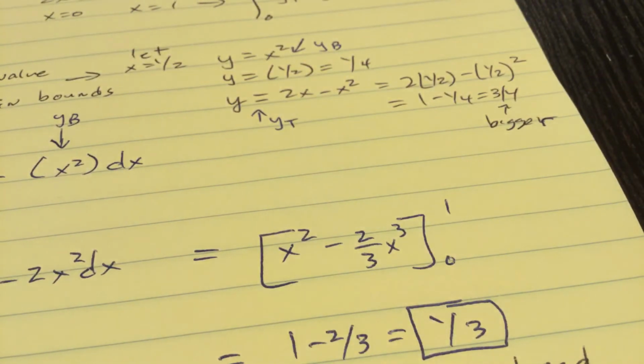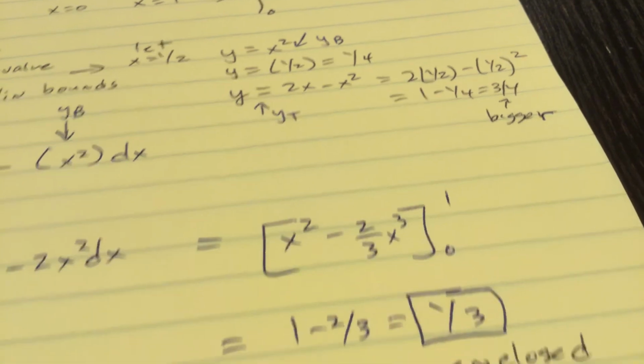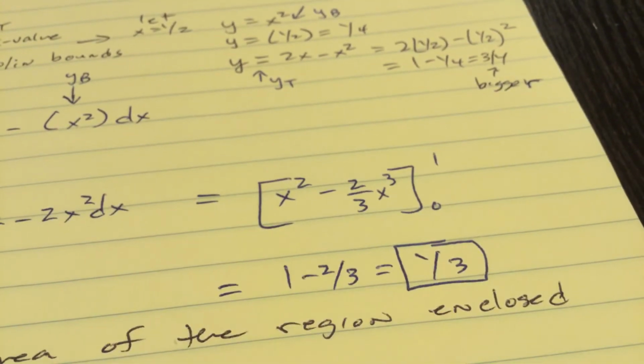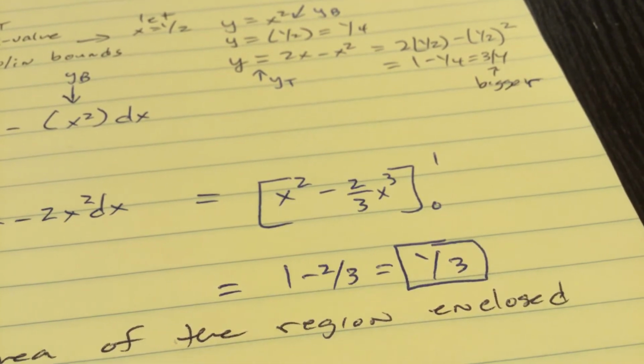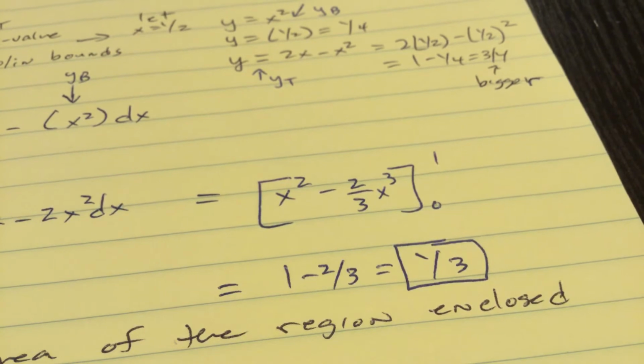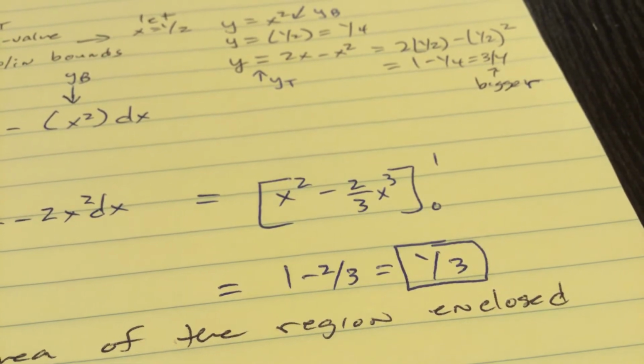One power up divided by the new power. Plug 1 in for x, and then 0 in for x, and you get a third. You get a third. All right, very good. That's the first one where we have to find the bounds. So excellent. That's really the name of the game on example 2.